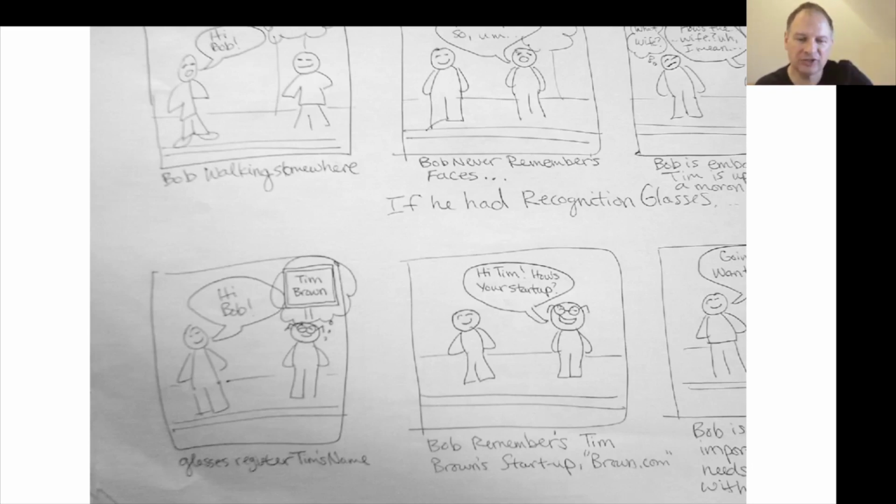Now, in the bottom, we see what happens if Bob has recognition glasses. So Bob runs into Tim. Tim says, hi, Bob. And Bob's glasses immediately show that he's talking to Tim Brown. And so Bob remembers that Tim has a startup. Remember, this was in the early 2000s, so everybody was still excited about online startups. And Bob remembers Tim Brown's startup called Brown.com. And he's like, hey, Tim, how's your startup doing?